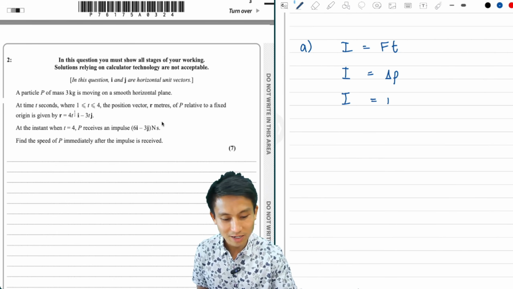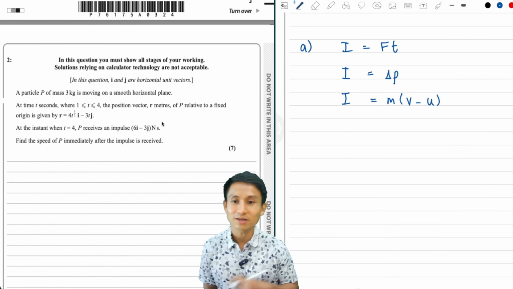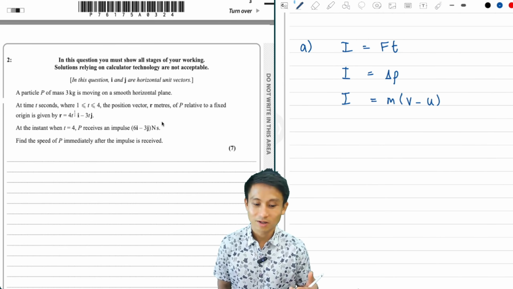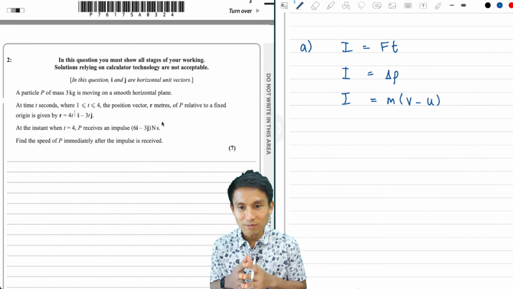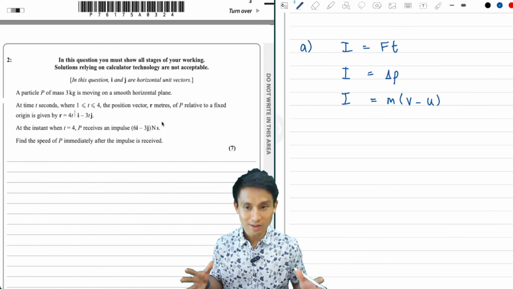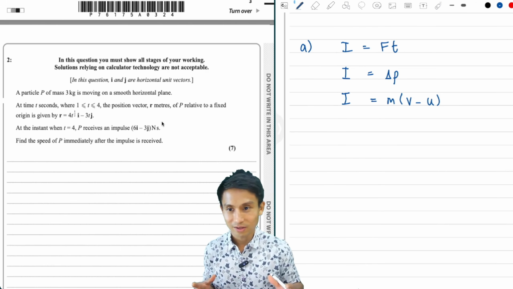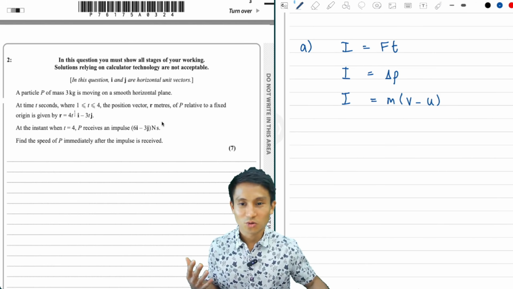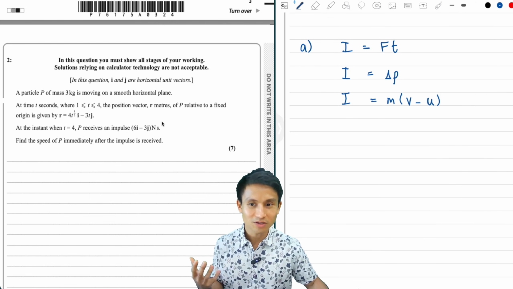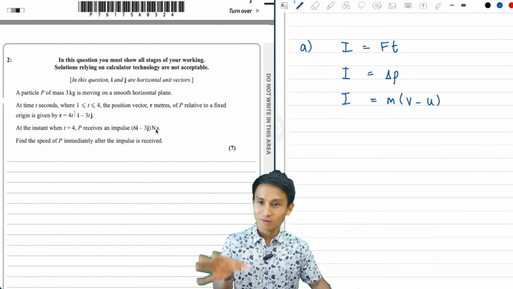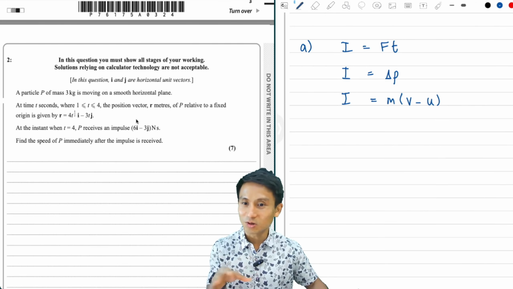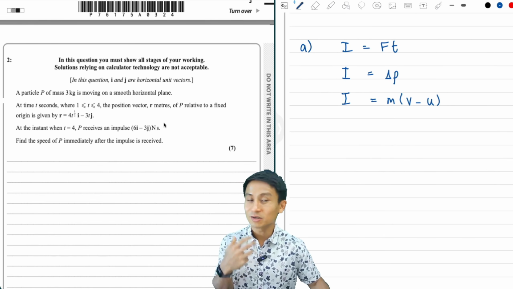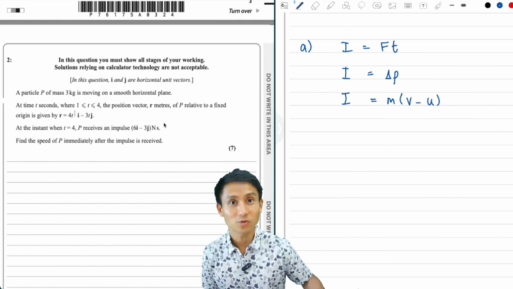So impulse is then m(v minus u), where v is the final velocity and u is the initial velocity, mass m, and I is the impulse. So we received the impulse of 6i minus 3j. We already know what the impulse is. We already know what the mass is. What about the final velocity and the initial velocity, right? So the velocity here should be obtained from the information in the question. And the only information that might be relevant to velocity here is the vector r. Because if we differentiate r, we get the velocity.